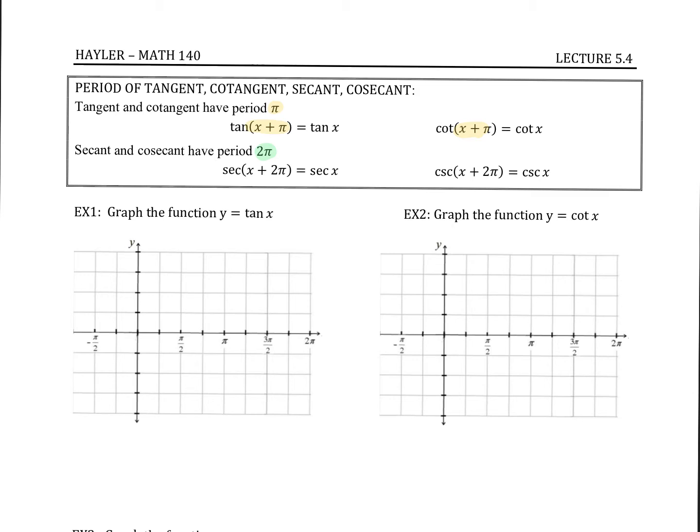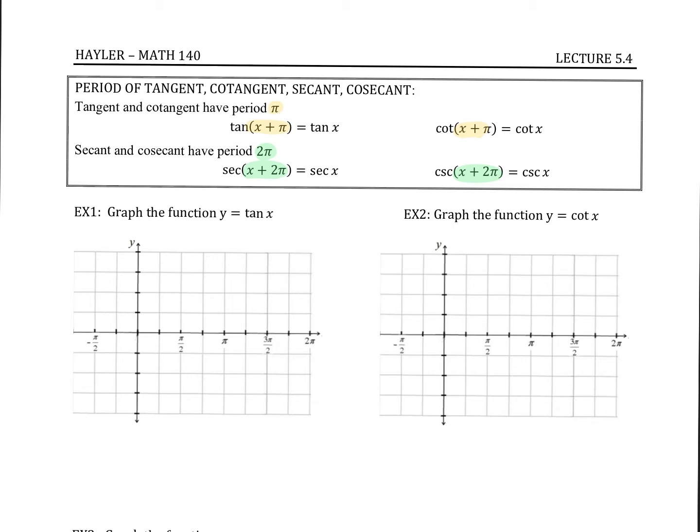Alright, and once again, some version of a shifting. Now remember, these are the transformations when you plus some number to your 2 pi, or you plus some number to the pi. That's a transformation to the right or the left, or a phase shift.